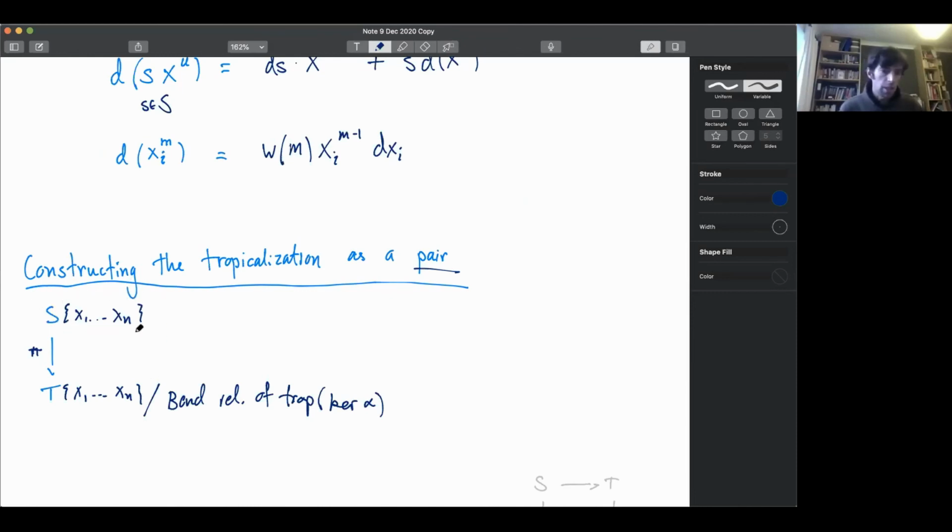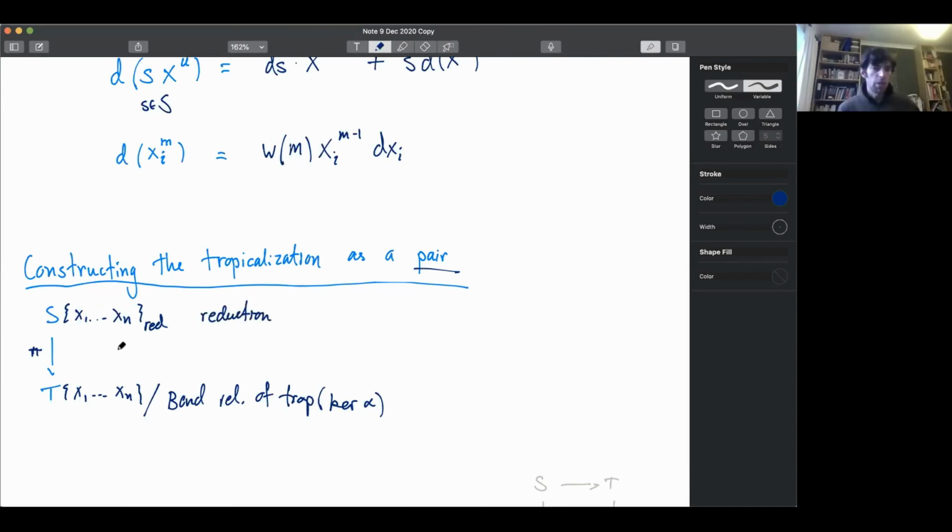This thing is actually too big. And I need to take a quotient of this because there's too much wiggle room up here at the moment. And it took Stefano and me a long time to understand this. What we need to do is something called taking the reduction.